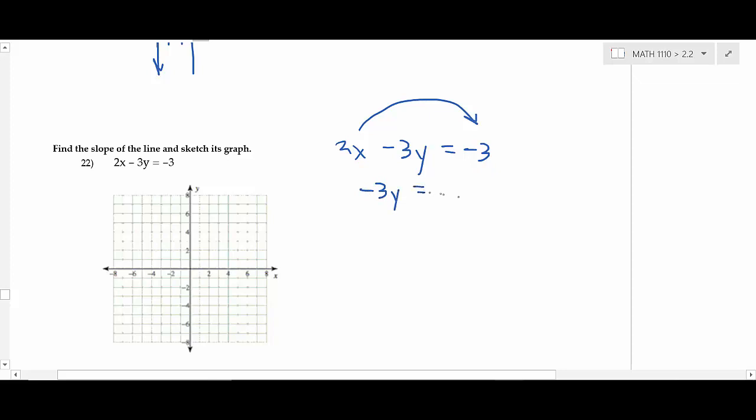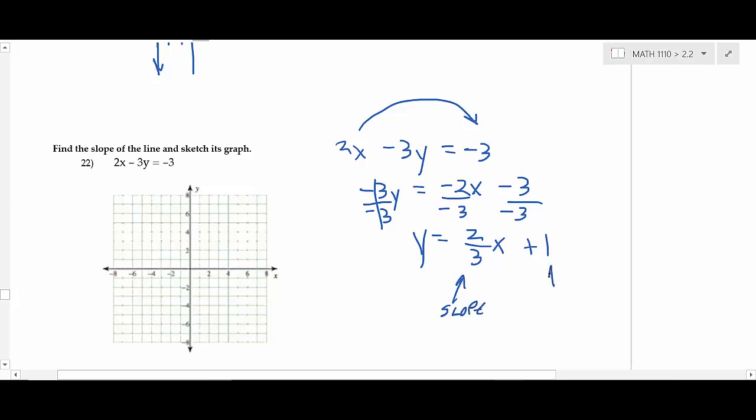So that's negative 3y equals negative 2x minus 3. Then divide everything by negative 3. You're going to end up getting y equals a positive 2/3 because the 2 negatives divide out to make a positive. That's 2/3 x. What happens to the 3? It becomes plus 1. Okay? So that means your slope is 2/3. Your y-intercept is going to be 1.